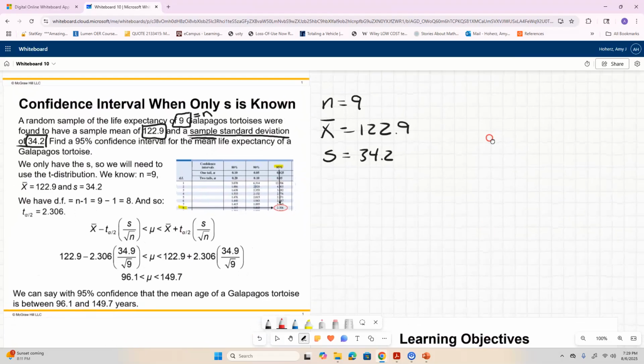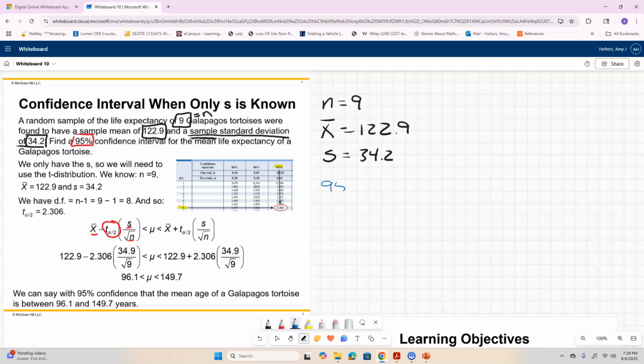So we had our N of 9, our X bar, which is our sample mean, of 122.9, our S of 34.2. So we have everything we need to fill into this formula. We have the X bar, we have the S, we have the N. The only thing we need is our T. Now it is shown on this little chart here, but I'm going to go to the bigger one so we can see it better. And remember, we're doing a 95% confidence interval. So let's get everything we need for the chart before we go to the chart.